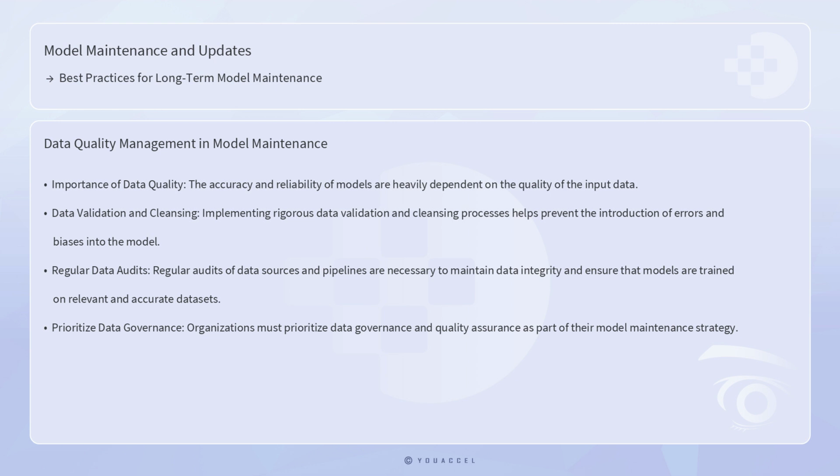Data quality management is another cornerstone of effective model maintenance. The accuracy and reliability of models are heavily dependent on the quality of the input data. Implementing rigorous data validation and cleansing processes helps prevent the introduction of errors and biases into the model. Regular audits of data sources and pipelines are necessary to maintain data integrity and ensure that models are trained on relevant and accurate datasets. Poor data quality can lead to erroneous predictions, ultimately affecting business decisions and outcomes. Therefore, organizations must prioritize data governance and quality assurance as part of their model maintenance strategy.